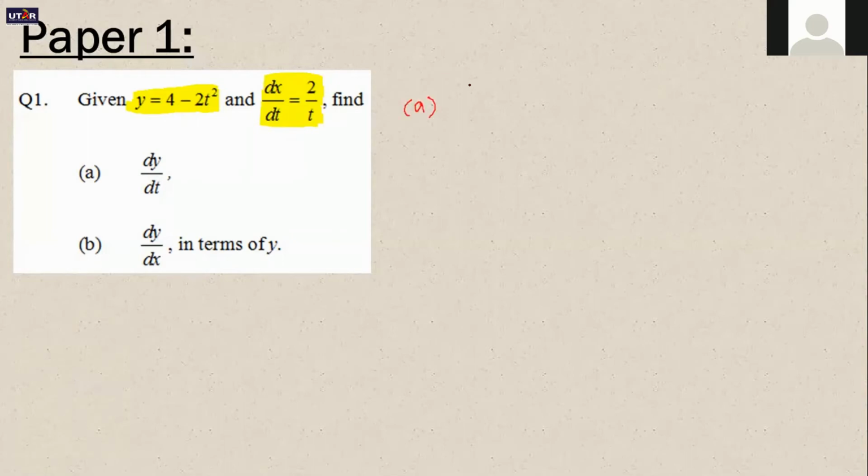So I would like to find dy over dt. dy over dt means differentiate the function y in terms of t. So your function y is already a function in terms of t. So I just differentiate it, right? So first term is 4, a constant. Differentiate a constant, you should get 0, right? So you get 0.